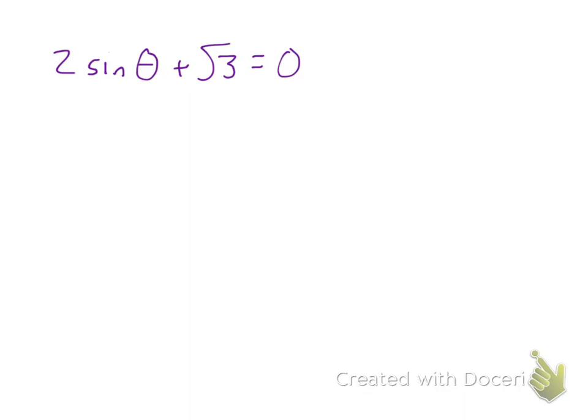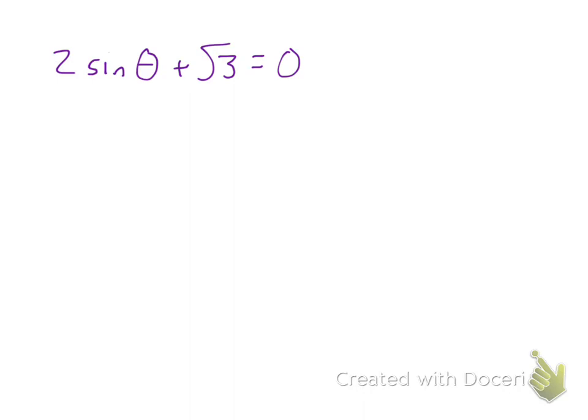To solve this equation, I need to get what by itself? I need to get the sine theta by itself. The added layers to this, it's almost like solving a two-step equation, except that you then have to solve for theta after you get sine by itself.